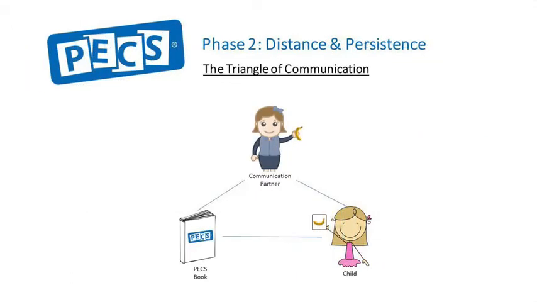To encourage a child to travel to make a request, phase 2 teaches the triangle of communication. You may still need a physical prompter initially to encourage the child to move from the chair, and you need to still use 1 picture at a time placed on the front of the book at this stage. You then gradually increase the distance between the PECS book and the communication partner.